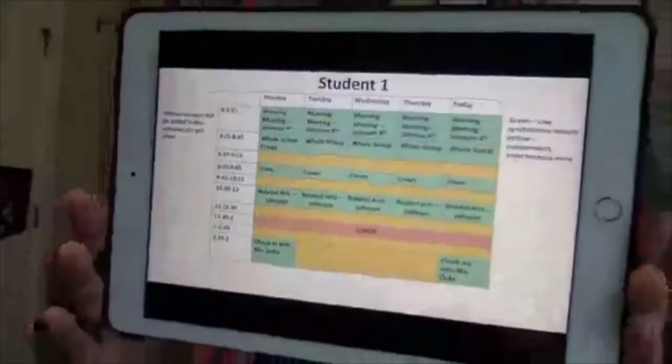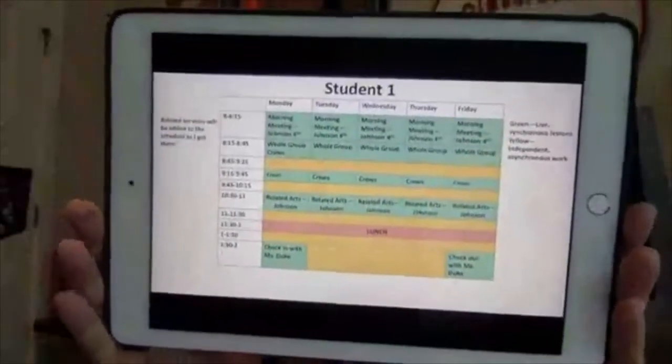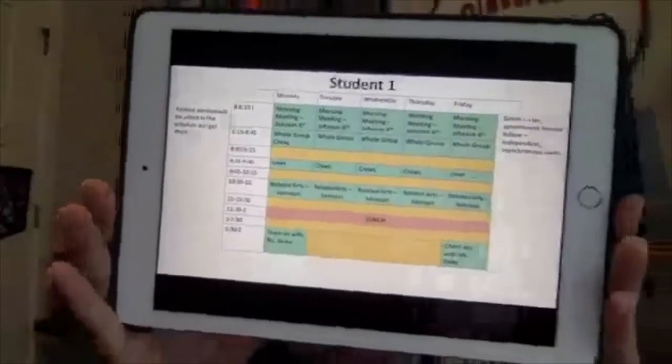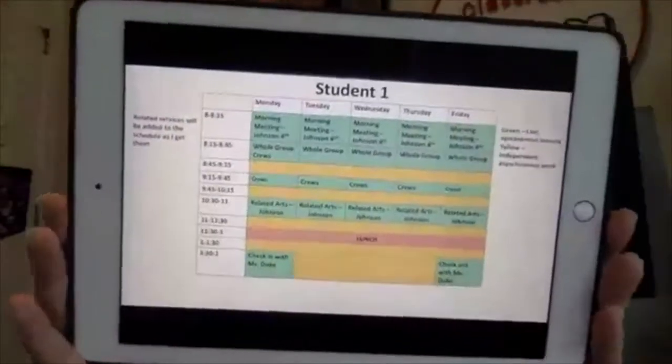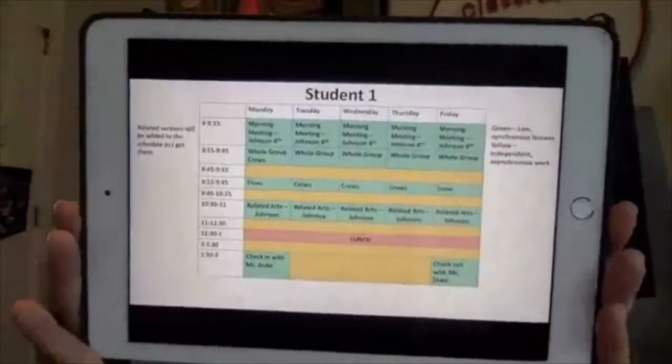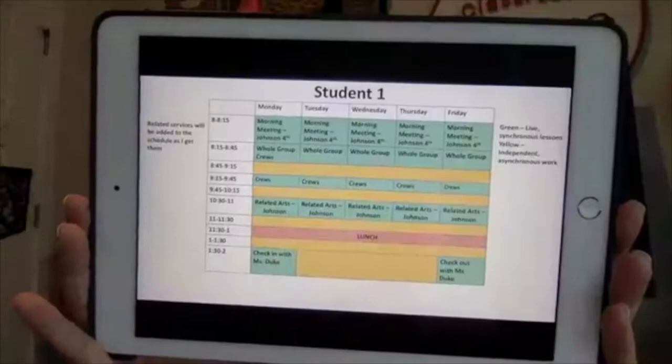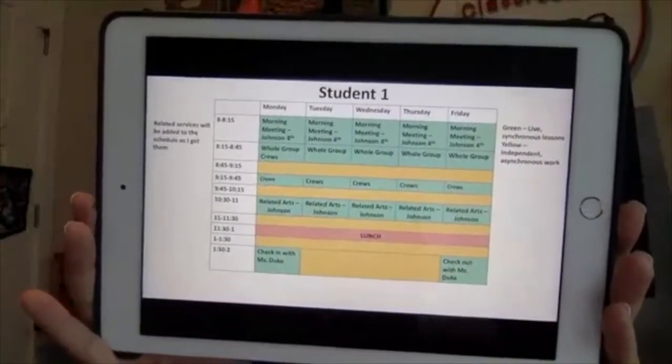So for this particular student, and this is just an example, the schedules have already changed twice, I believe. This student has a morning meeting with the gen ed class, a whole group with me, a one-to-one with me, related arts, and then their check-in, check-out. What this schedule is missing, and one of the reasons why it's changed, is because I now have their related services in there. So their speech and their OT, and if they have PT, that's listed in there. I also have that small group I was talking about, that's in there.